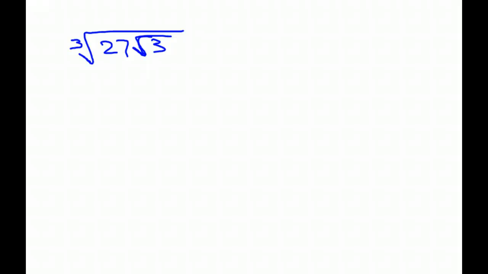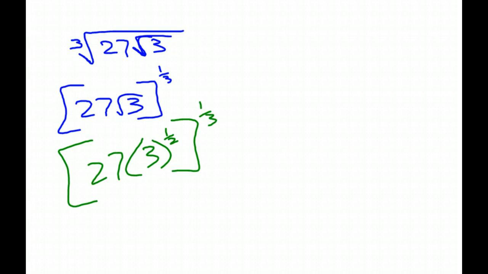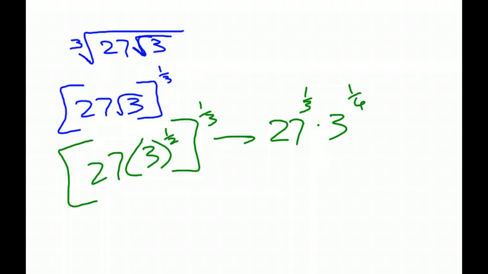Now, guys, if we were to do this like we did in the last lesson, you'd start on the outside. And we do the 1/3. Then we go 27 to the 1/3, 3 to the 1/2. Oops, I'm sorry, I got ahead of myself here. Let's do 27, 3 to the 1/2 to the 1/3, and then we end up with 27 to the 1/3 times 3 to the 1/6. Okay, so what's the problem with that? I can't combine that 27 and that 3 together because the bases have to be the same.